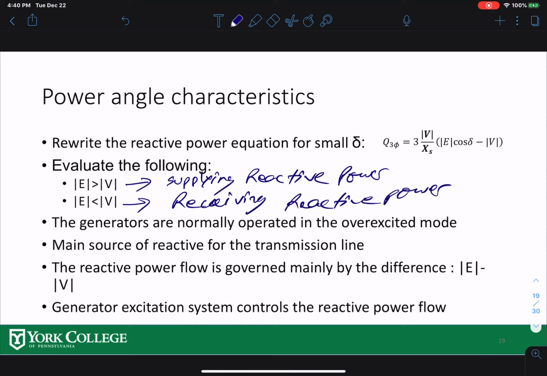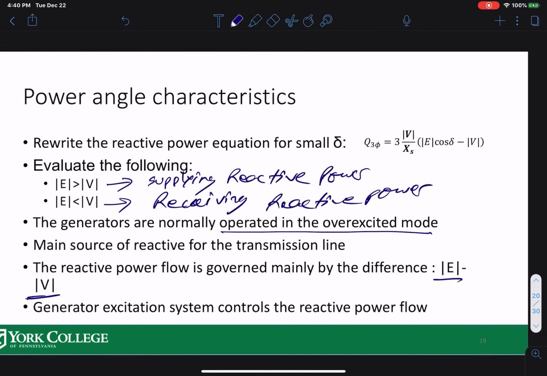This is the over-excitation mode, and this is the under-excitation mode. Normally, your generator works in the over-excitation mode, supplying reactive power. The generator is also the main source of reactive power for the transmission line, because the transmission line is mostly inductive and supplies a lot of inductive load, so you need more reactive power supplied from the generator. Reactive power flow is also governed by this equation, by the voltage, and your real power flow is governed only by the angle difference between the generator terminal and the bus.